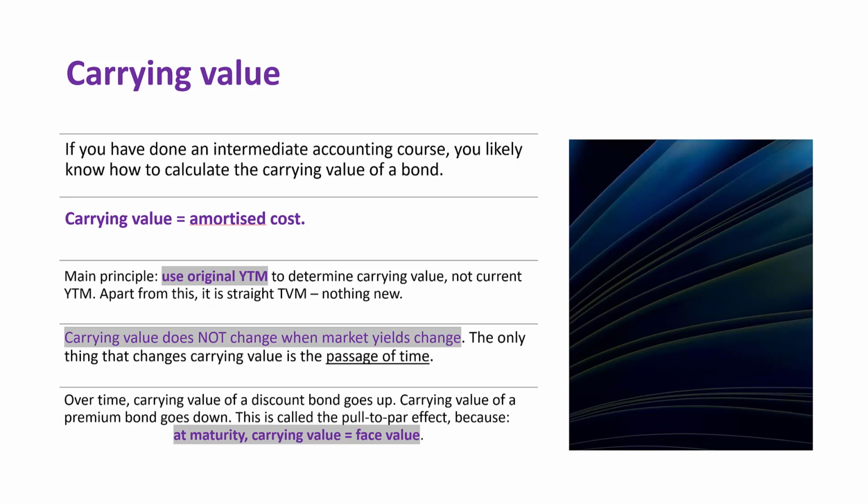In your reading, there is a detailed example showing how the carrying value of a discount bond increases over time until it reaches exactly par at maturity. Similarly, the carrying value of a premium bond is amortized over time until it, too, is exactly par on the last day of its life. Notice that amortization can be positive or negative. This process is, for obvious reasons, called the pull to par effect.